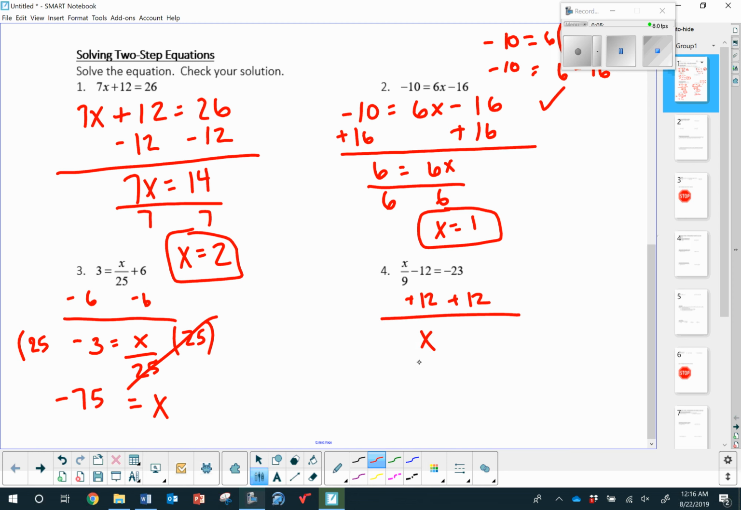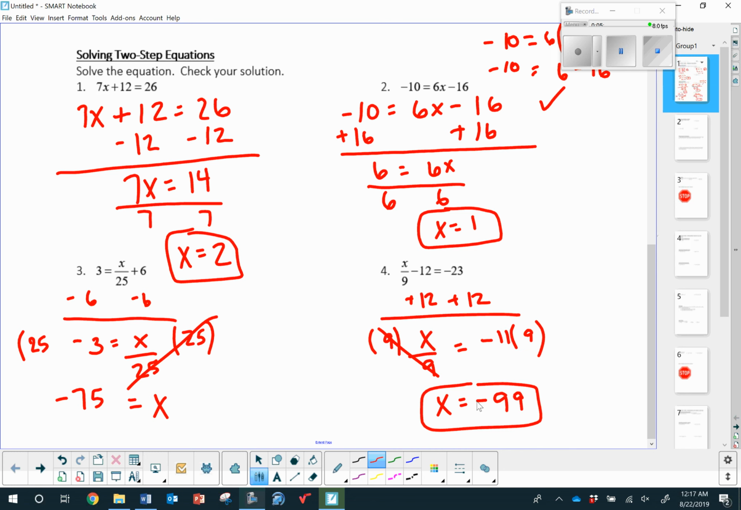I then have x over 9 equals negative 11. I'm going to multiply each side by 9. That leaves me x equals negative 99.